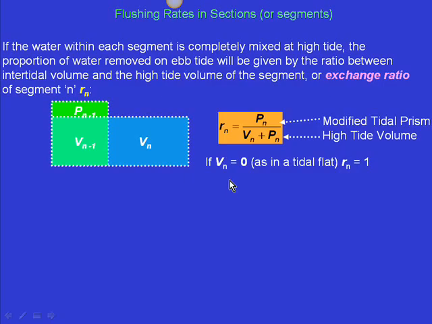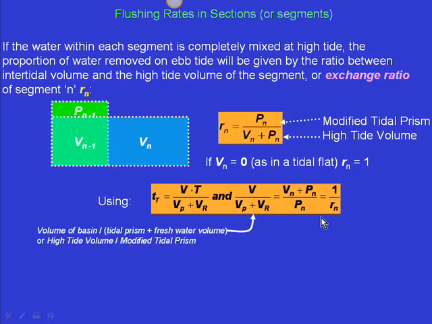So in a tidal flat, V sub n equals 0 and the exchange ratio equals 1. So in a segment of a tidal flat, the exchange ratio is perfect. With every tidal cycle, over that tidal flat, the water gets exchanged every tidal cycle. And using the concept of residence time now, that's given by this expression, remember this is the definition of residence time for the tidal prism method. And we could use these for each one of these segments to determine a residence time for each segment.